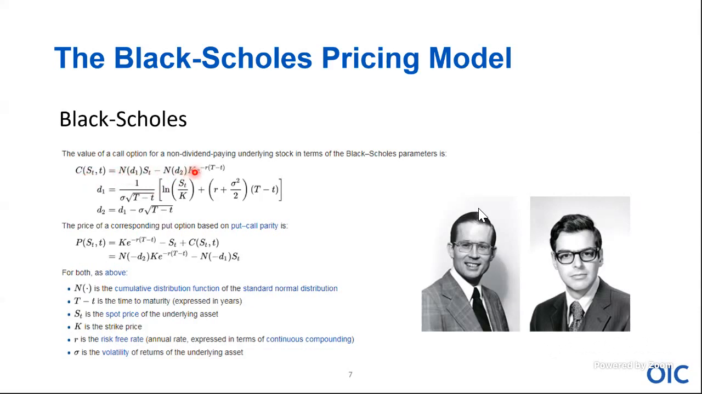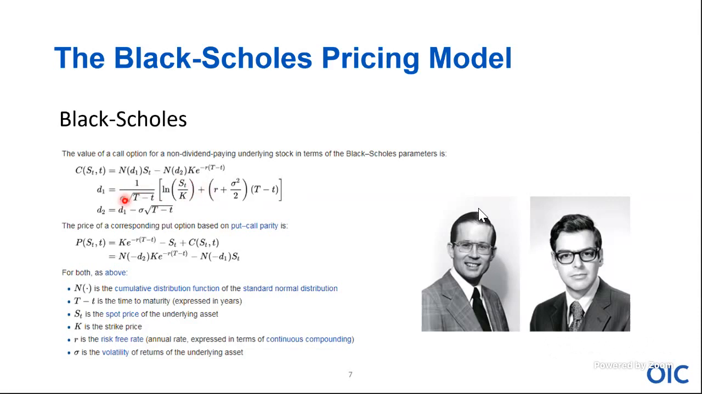And you can already notice how as the stock moves higher, that's going to have a positive influence on the call option price. That makes sense. Now, what are these factors, ND1 and ND2? They're really probability factors that are attached to each side.